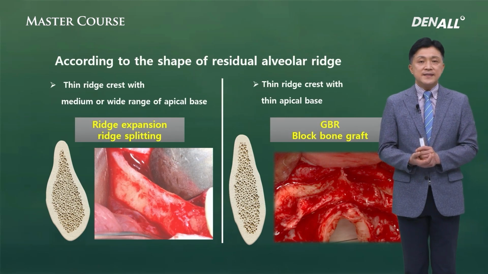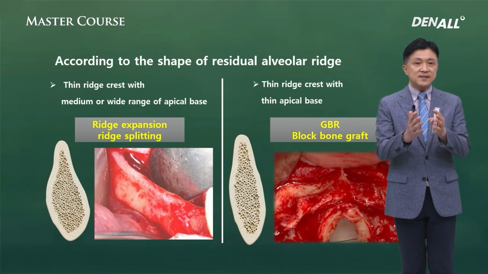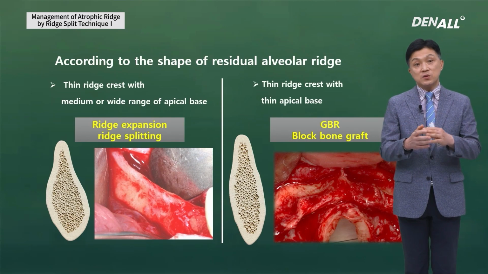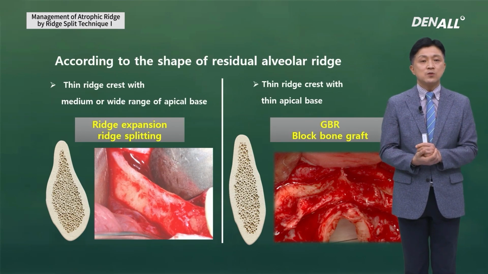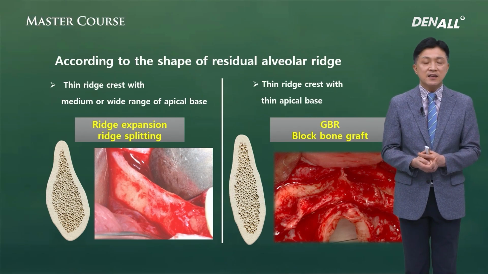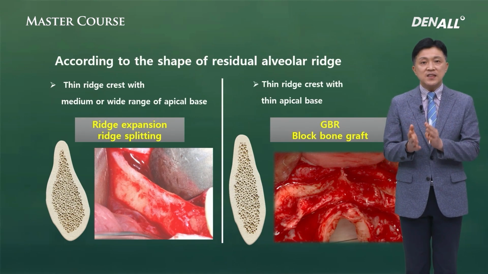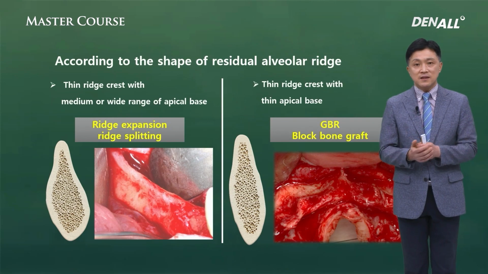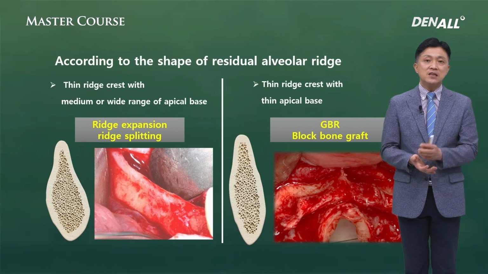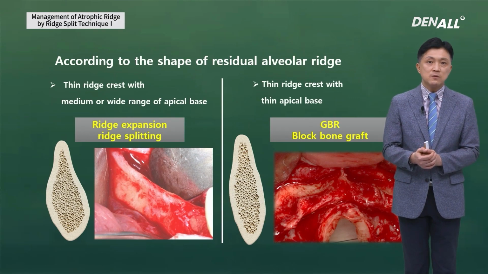Depending on the shape of the residual alveolar ridge, you can look at the indications. The ridge crest can be very thin, but it can have a medium or wide apical base. So you can do ridge expansion or split. This is the indication for that, as shown on the right. If there's a thin crest with a thin apical base, you should do GBR or block bone graft instead of doing ridge split to get more bone.